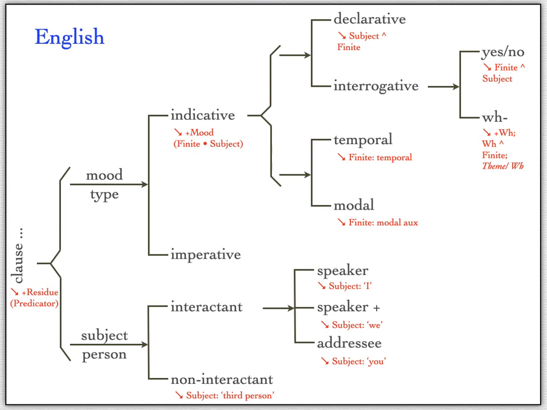Speaker and speaker plus, in traditional grammar, these are first person. And addressee, in traditional grammar terminology, is second person. But in modern English, this is the way that the choices are organized. Interactant then means part of the club defined by the interaction. Non-interactant means outside that club, as it were.